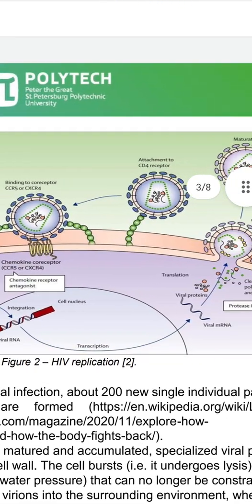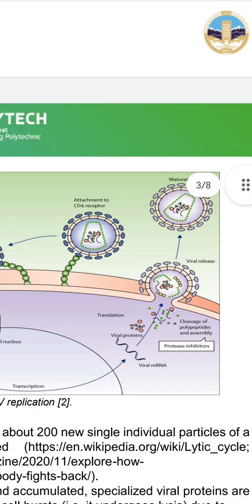Then transcription happens, and the viral mRNA, viral protein, translation, and the cleavage of the polypeptide and assembly happen, which can be inhibited by the protease inhibitor. Finally, the viral release and maturation of the HIV happens.